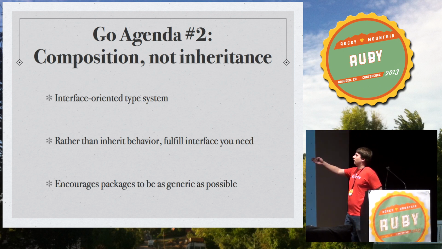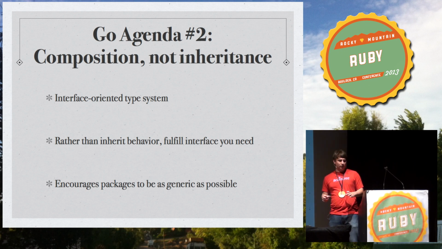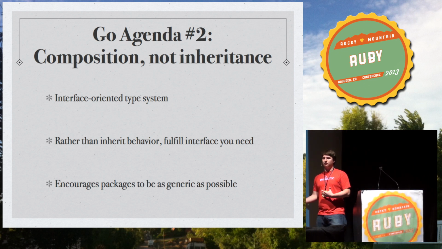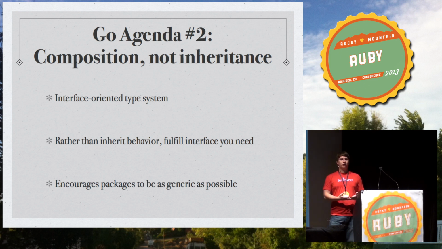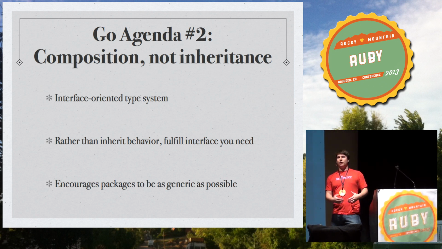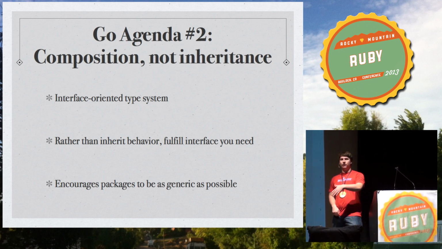Go has an interface-oriented type system. An interface, in the sense that a struct that we saw in the previous slide was a bag of attributes, an interface is a bag of methods. And the way Go works for implementing polymorphism is you are said to fulfill the interface if you, as a struct, have all the methods that the interface requires. And a function can take an interface type as an argument, and then any struct that fulfills that interface can be passed in.